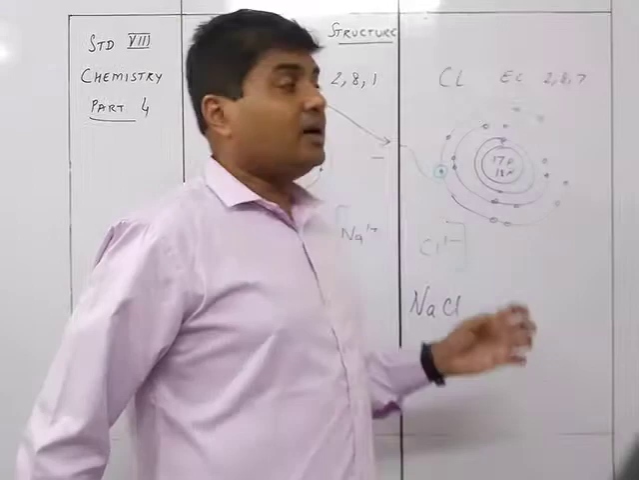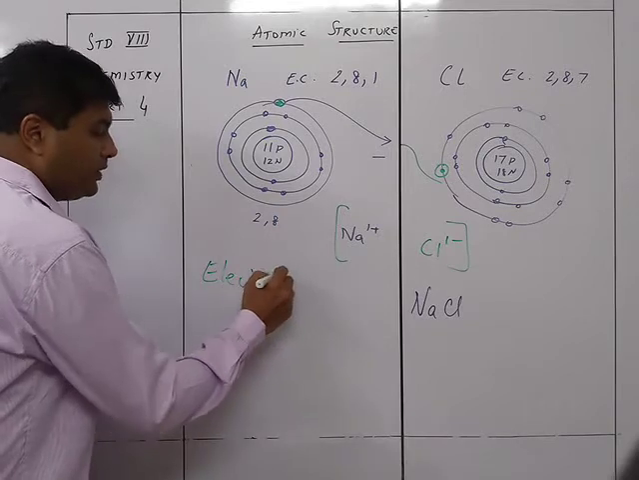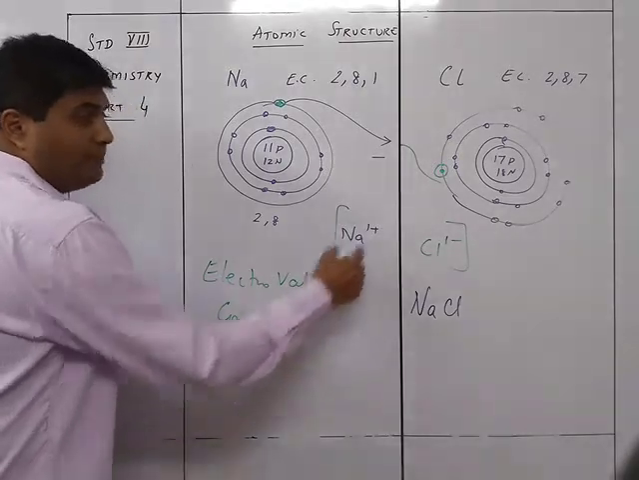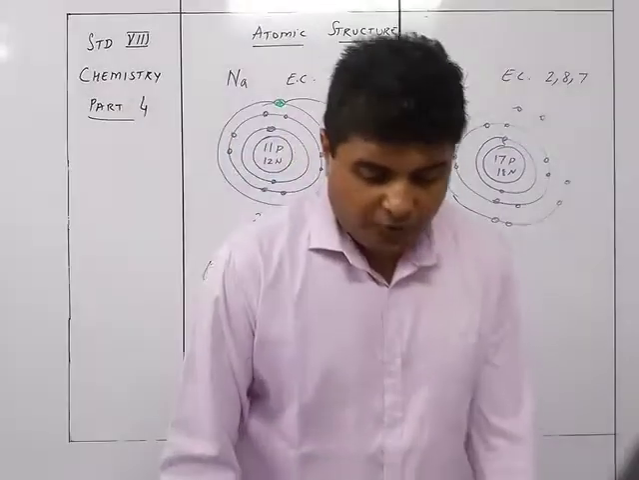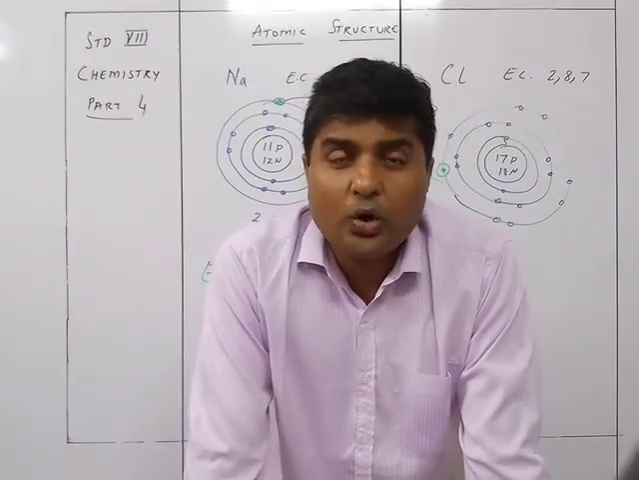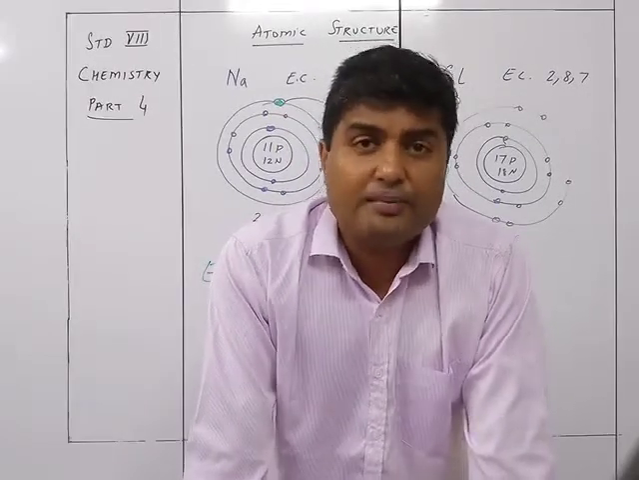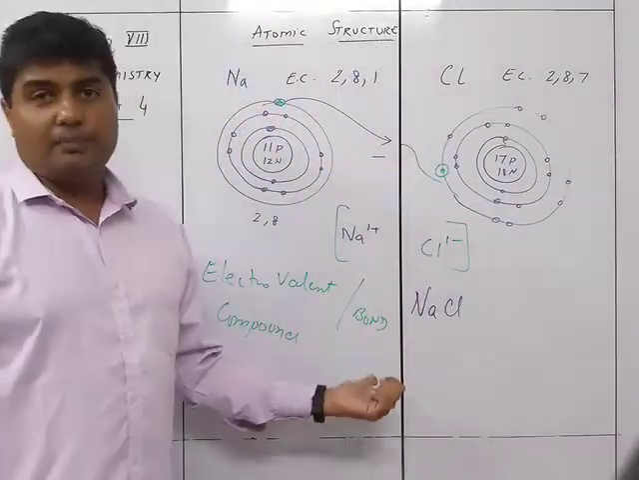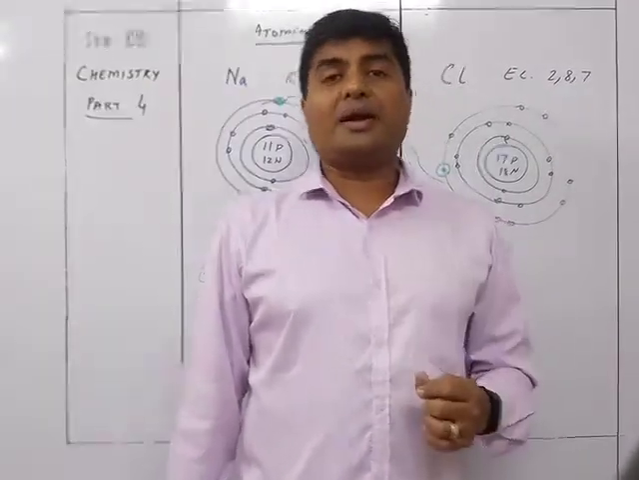This is called an electrovalent bond. This is an electrovalent compound, and the bond which is here is called an electrovalent bond. So, the formation of sodium chloride is with the help of electrovalency. Electrovalency, or we can say give and take of electrons. When the formation of a compound takes place by give and take of the electrons, it is called an electrovalent compound or electrovalent bond.